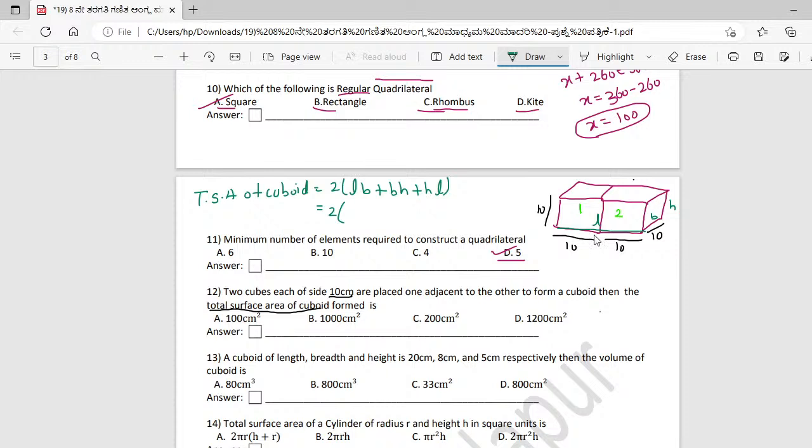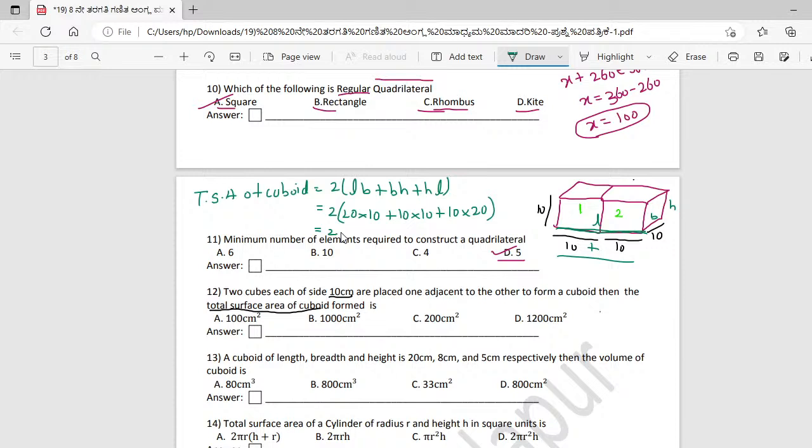Length, you can see when we are placing the two cubes together, the total length becomes how much? 10 plus 10. That will give how much to us? Length 20. Very well. Into breadth is how much? Breadth and height remain the same. That is 10 plus breadth is also 10, height is also 10 plus height, that is 10, into length is how much? 20.